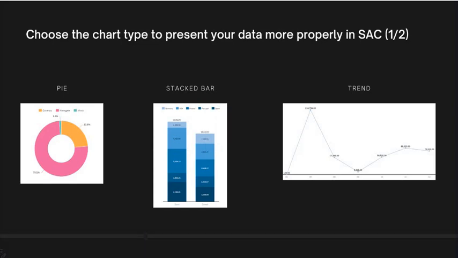Let's take a couple of minutes to learn how to choose the chart type to present your data and findings more properly in SAC. A pie chart is perfect if you need to show the ratio of a part to the whole, to focus on the percentage of several significant values.